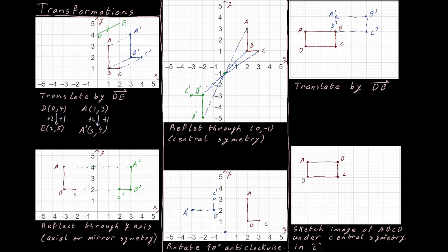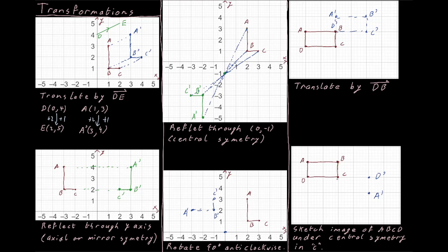And then sketch the image of ABCD under central symmetry in C. We're going to do the same thing as we did here. So how do we get from A to C? Well, we're going to go across 2 and down 1. So I would go across 2 and down 1 again. Or using my ruler, I'd measure that distance and continue with the ruler in the same direction out to A's image. For D, I just go across 2. So I would continue out across 2 again to D's image.